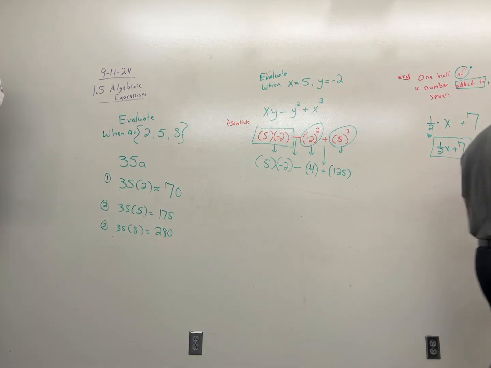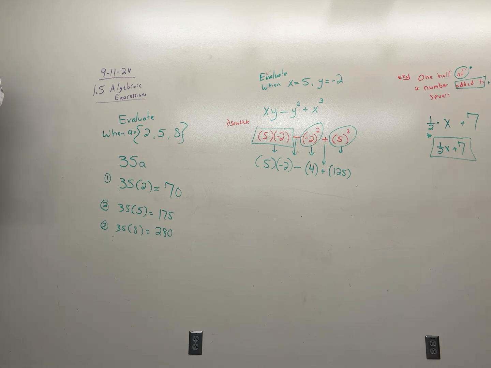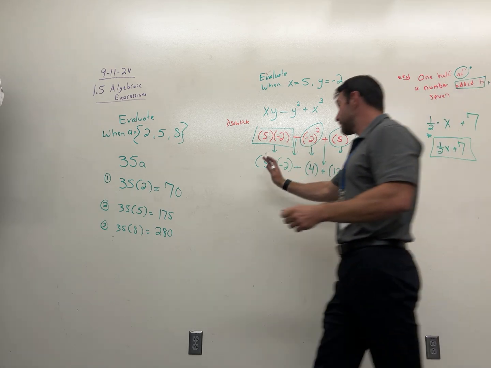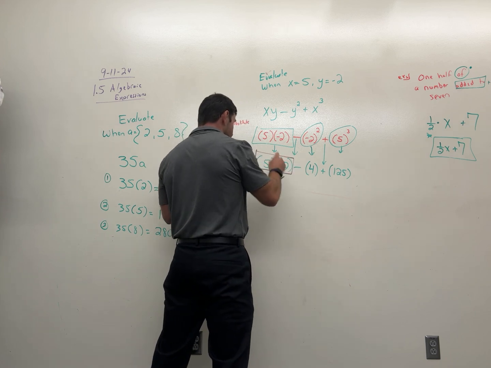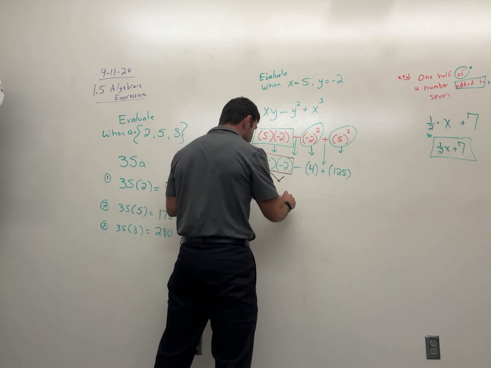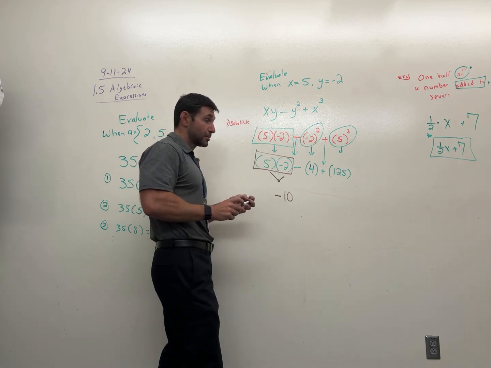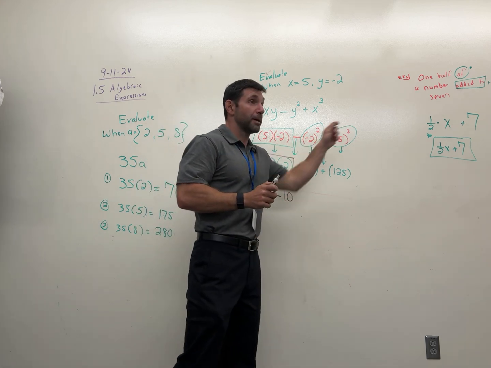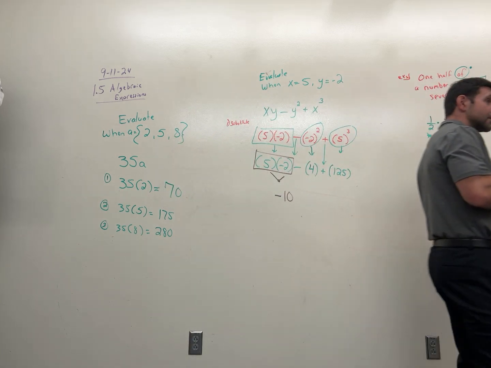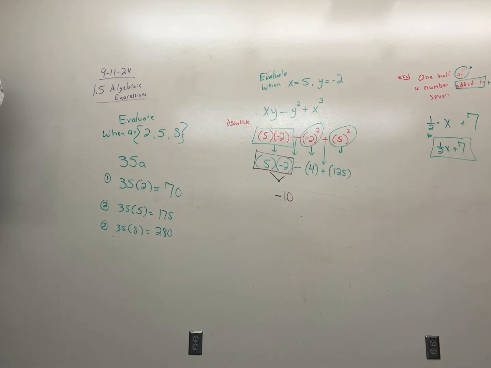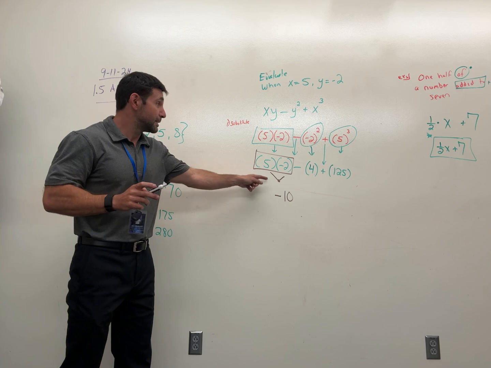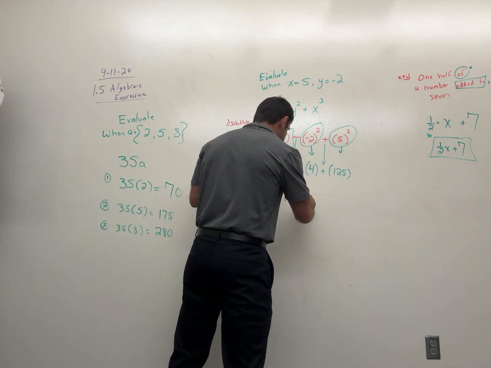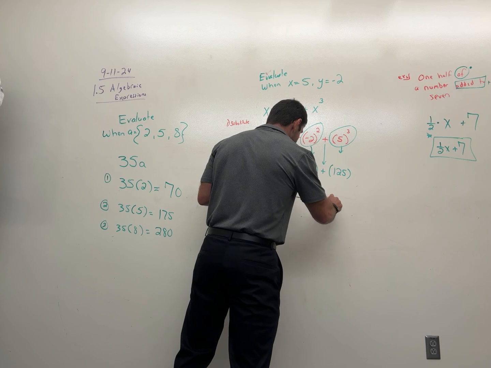The next step after exponents is multiply or divide, from left to right. 5 multiplied by negative 2 is negative 10. Nothing else? Yes, ma'am. How did you get 125? 5 to the third power. So 5 caret to the 3. Oh, I did 2. Yep, that's all right. So you did 5 squared and got 25? Okay, that's all right. Good question. So negative 10, everything else drops down. Negative 4 plus 125.